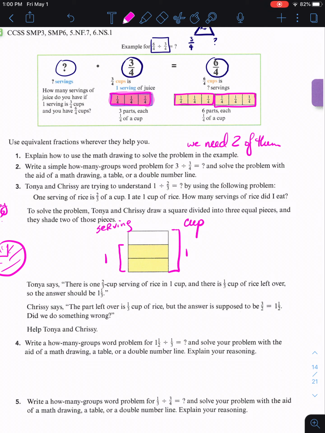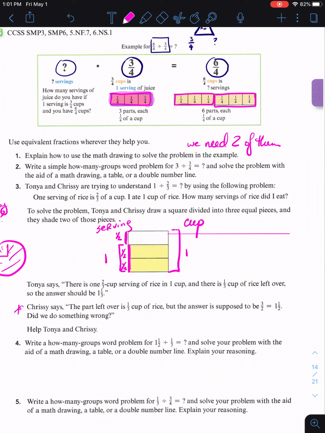And how many servings of rice did I eat? If she ate a whole cup, how many servings is that? Well, if this is one serving, how many times would this amount fit into the serving? 2. You would need 2 to fill that serving. So this is half of the serving. Each one of these is a half of the serving. So we have 3 halves of the serving that she ate, if she ate the whole cup of rice. Right, so it does look like Chrissy is correct.